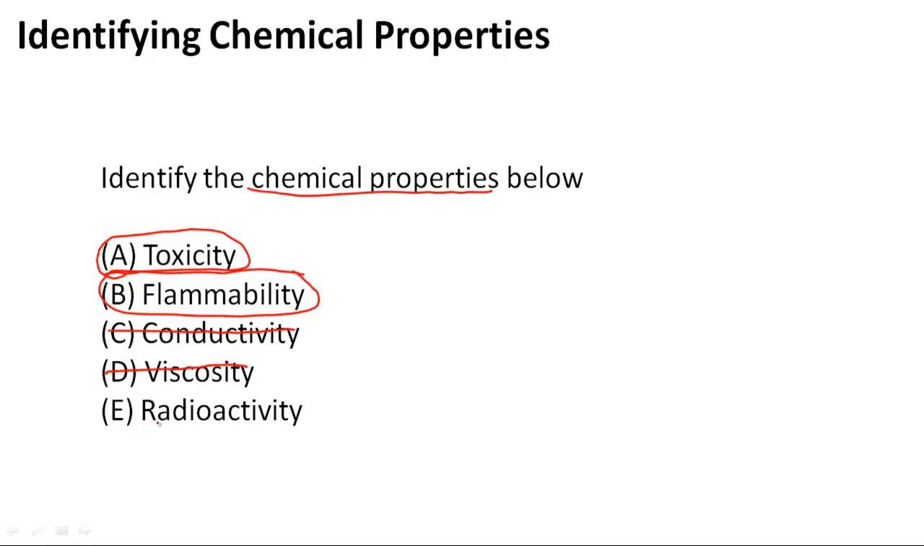Now E, radioactivity, is tricky. It's something that involves sending out radiation. But this only happens through chemical processes, and we can't observe it or measure it without it changing the chemical properties, the chemical composition of a substance. So that must mean it's also a chemical property, because again, chemical properties can only be observed if something changes about the chemical composition.